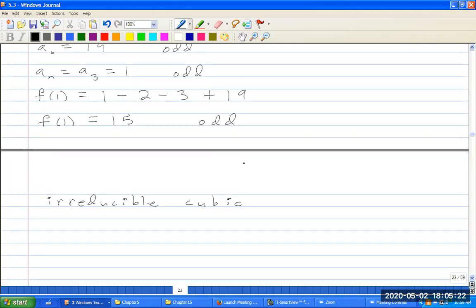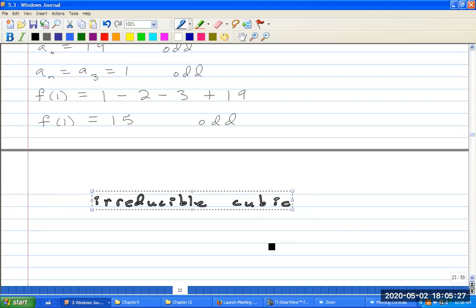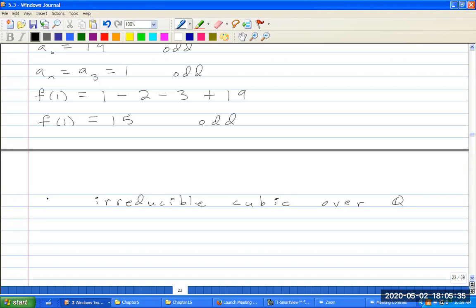Since this is irreducible, this is an irreducible cubic over the rationals. And since it's a cubic equation, the only way that a cubic equation can factor is if it is a polynomial of degree 1 times a polynomial of degree 2, or 3 polynomials of degree 1.